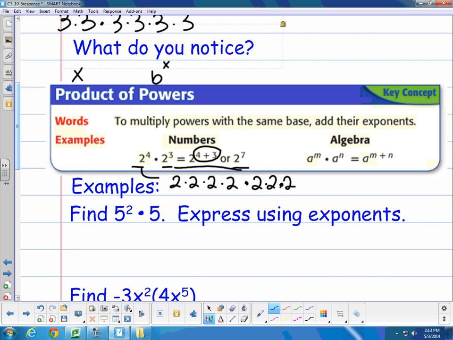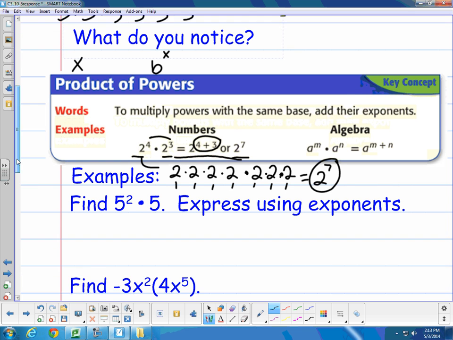And what I notice is that I end up with 1, 2, 3, 4, 5, 6, 7 2's. I'm multiplying 2 by itself 7 times. So all I really did was add those two exponents together. It's a pretty nice and quick trick. It's really basic today. It looks a little complicated, but it's really just like adding, okay? Because multiplication really just is repeated addition. So let's take note of that.